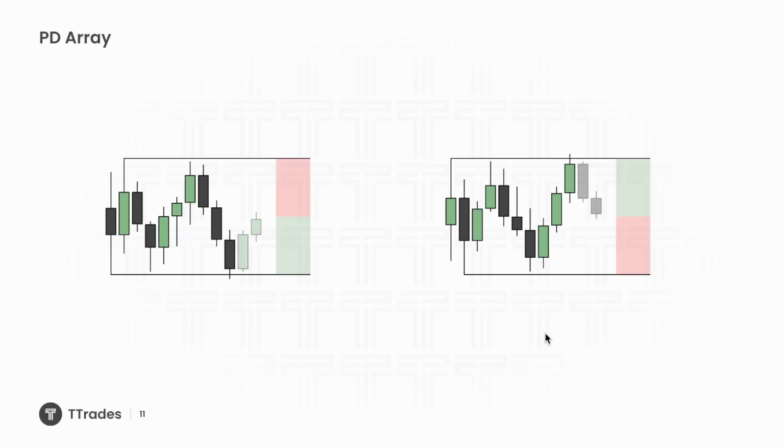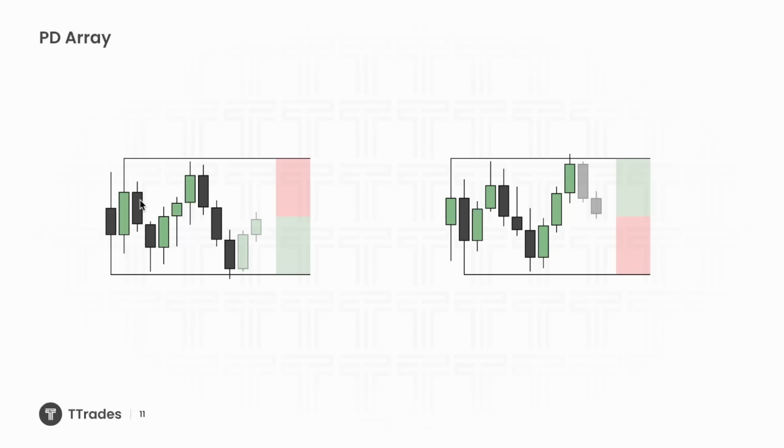Now, what type of PD array goes with consolidation? That would be a discount and premium, or the equilibrium. And how do I use this? Well, if price is consolidating, similar to my seek and destroy video, I can use the equilibrium of this range, where if price deviates from this range, I can look to trade back into the equilibrium.